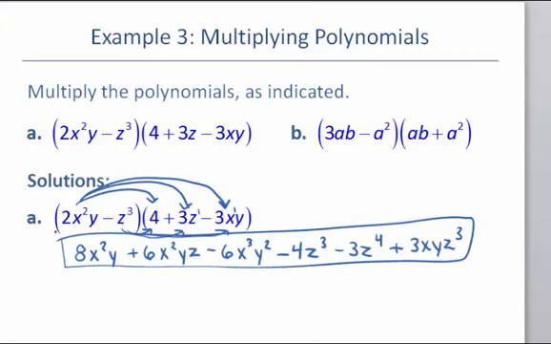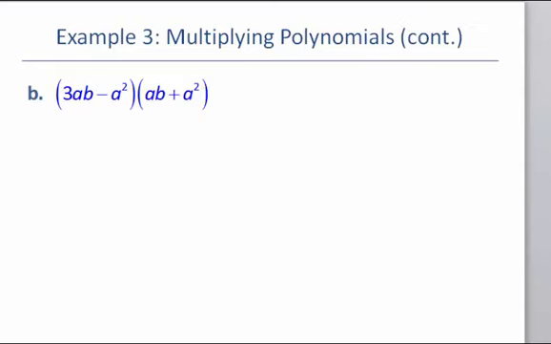All right, and then let's look at part B. Part B says that we have 3ab minus a squared, and we're multiplying that times ab plus a squared. Now, we have the FOIL method that we want to review here to be sure that we remember how we're going to multiply these two polynomials together. We'll write it down over here.